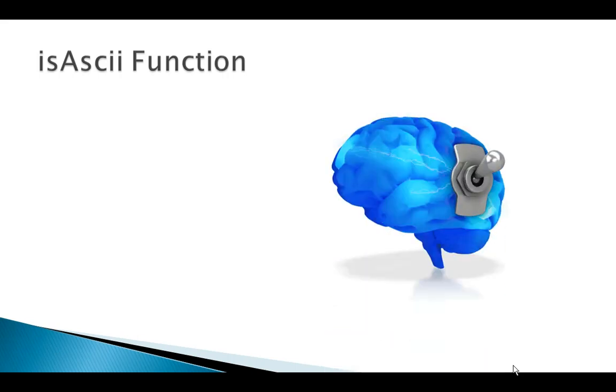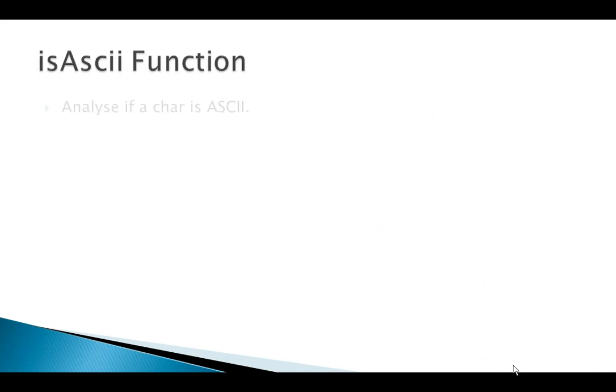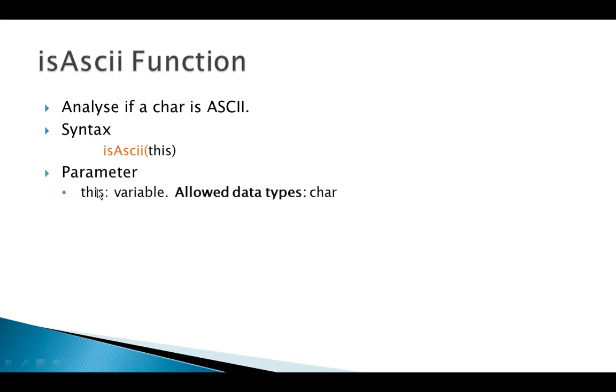Next function is the isAscii function. So what is the syntax? You will see. This function will analyze if a character is ASCII or not. The syntax is isAscii, and we have to pass the variable. The A should be in capital, and this is a variable of data type character. This function will return true if this variable contains an ASCII character, otherwise it will return false.